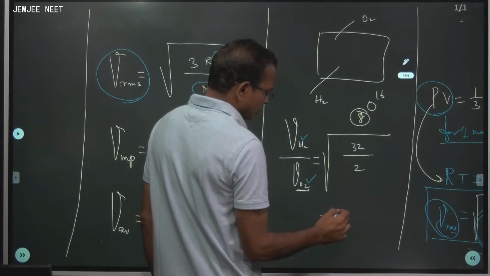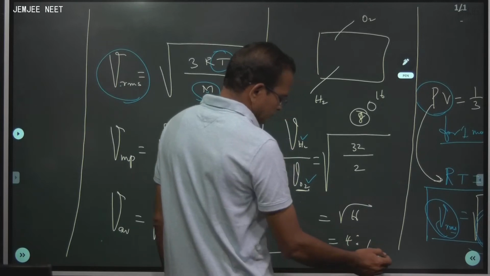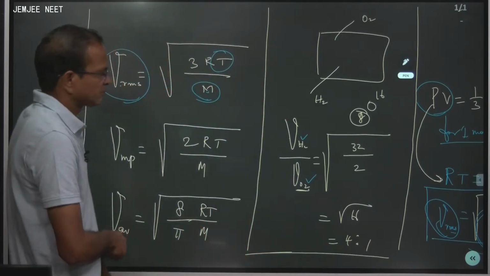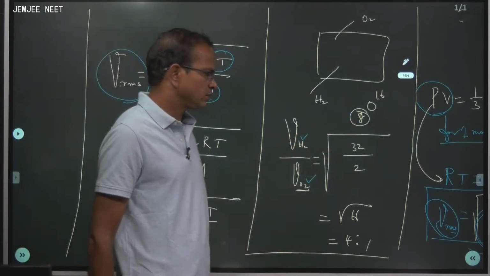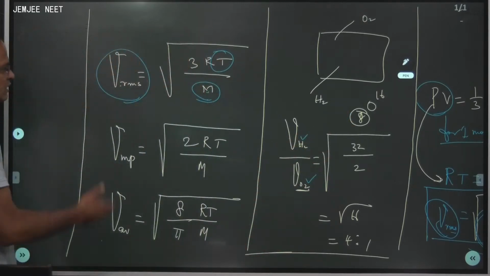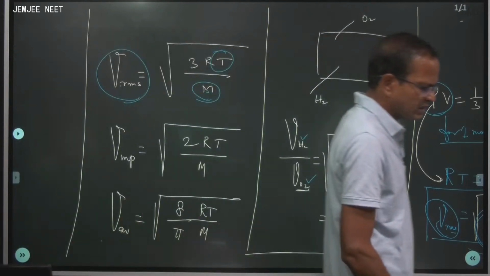So it comes out to be the square root of 16, which is 4:1. Very good, Kanna. Excellent. Please take note of RMS speed, most probable speed and average speed. Please take note.